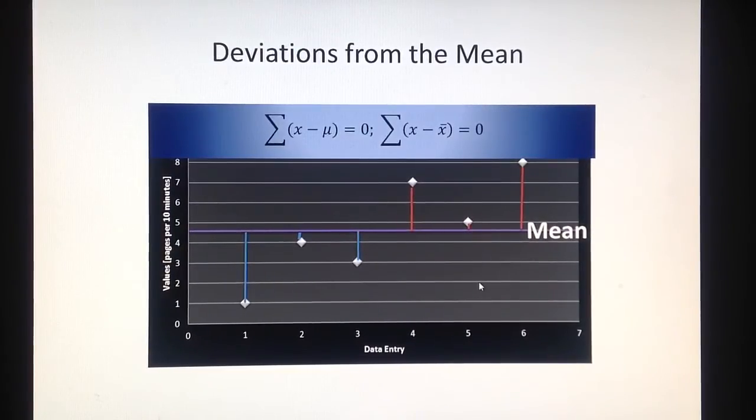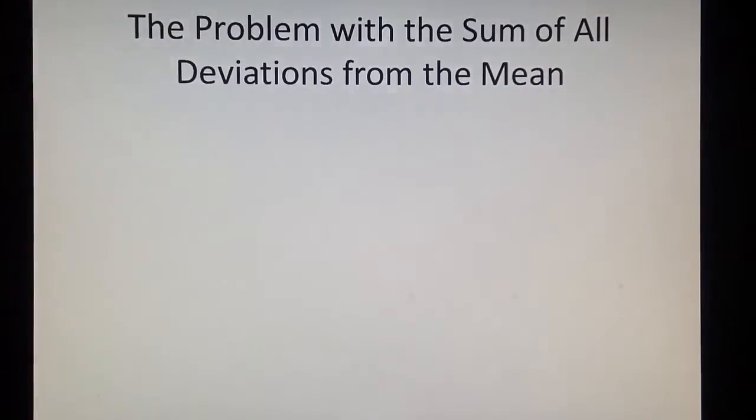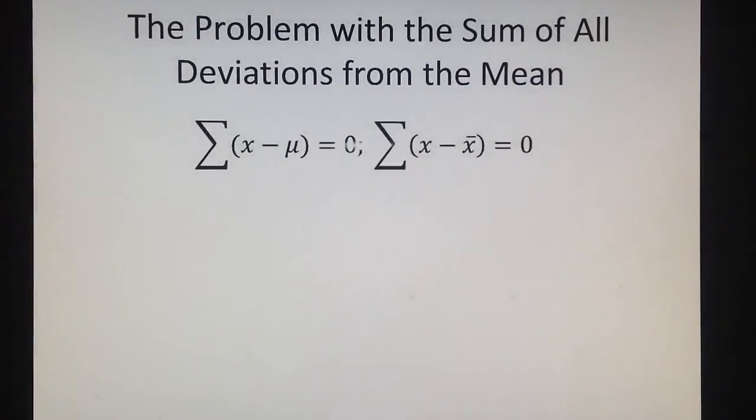So this visualization of the most frequent expression x minus mu, or x minus x bar, which is called deviation from the mean, is visualized in this case, and I hope that you will remember the visual symbol of deviations from the mean. How do statisticians resolve this problem?